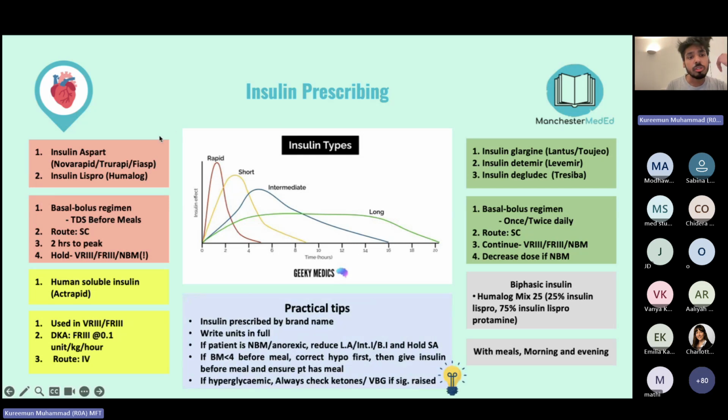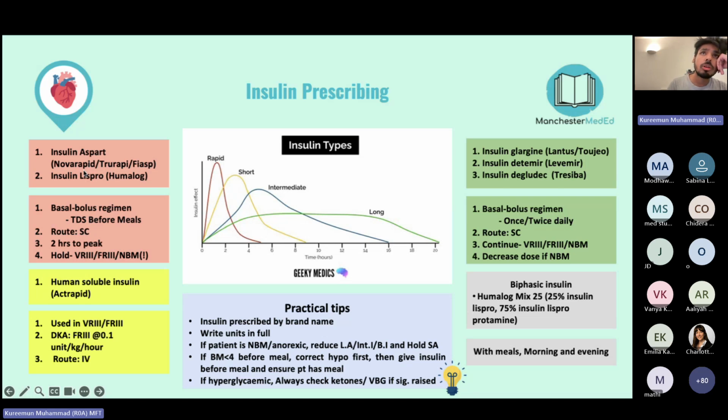So just some tips for you guys. Insulin is prescribed by brand name. When you prescribe it on the chart, the units is written in full, to prevent confusion when you just write U next to the number. So you write units in full. Again, if the patient is nil by mouth or anorexic, so they're not eating by themselves, you have to reduce the dose of the long-acting, intermediate-acting insulin as well as the biphasic insulin, but you hold the short-acting because they're not eating, so you don't need to give the insulin before they eat.